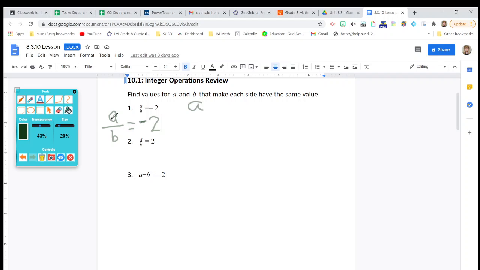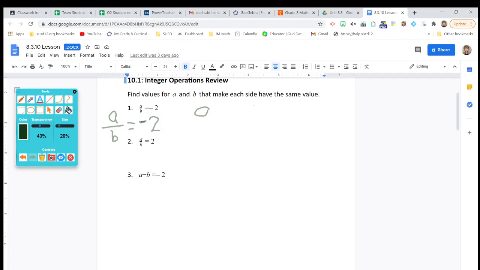Well, let's just try something. How about A equals 25 and B equals 5? Is 25 divided by 5 equal to negative 2? No, it's equal to 5. So those values do not work. Let's try some other values. What values can you think of?